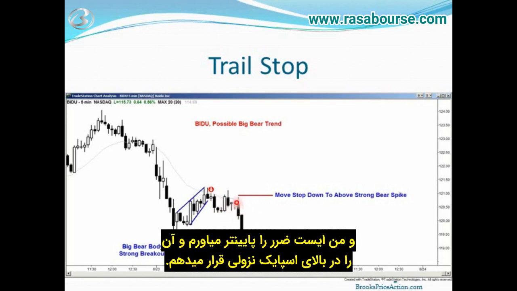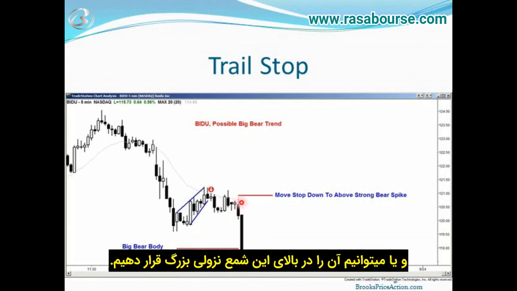Regardless of what you're doing with your profit-taking limit order, we have a very strong bear spike. I would lower my protective stop to above the top of the spike, maybe even to above the top of this very big bear bar.